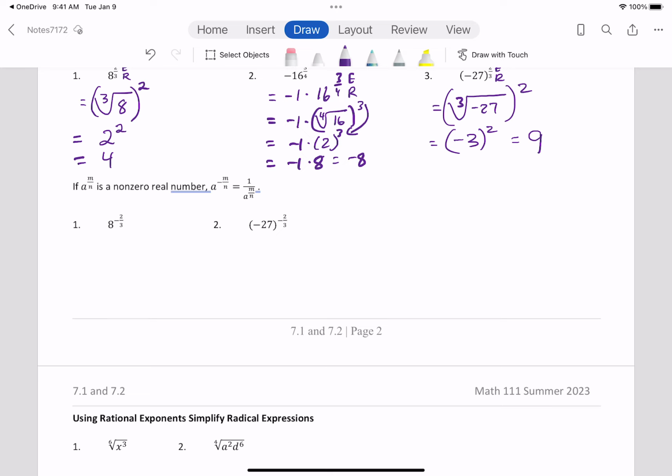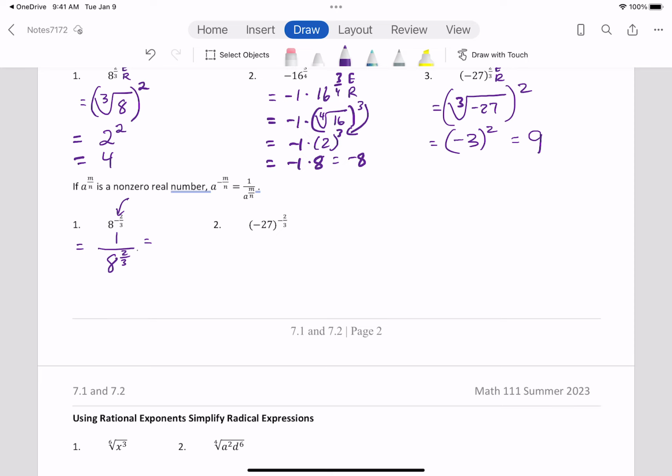Alright, the next couple are bringing back that exponent rule that we learned, that if we have something raised to a negative exponent, we can take its reciprocal to make the exponent positive. So when I see that my exponent is negative, I'm first just going to move that whole problem under a 1. And then my exponent is going to become positive.